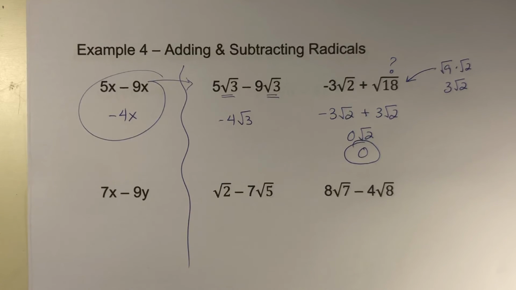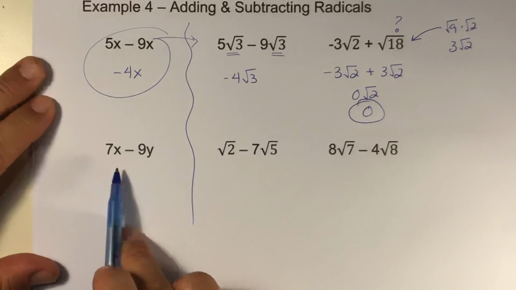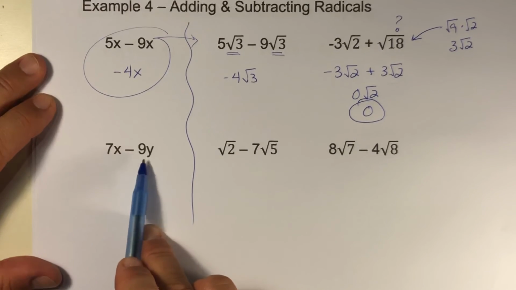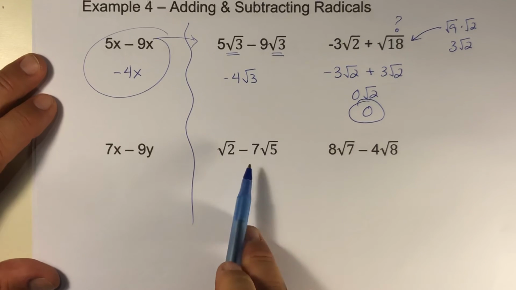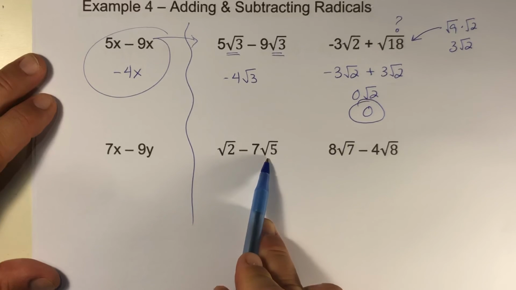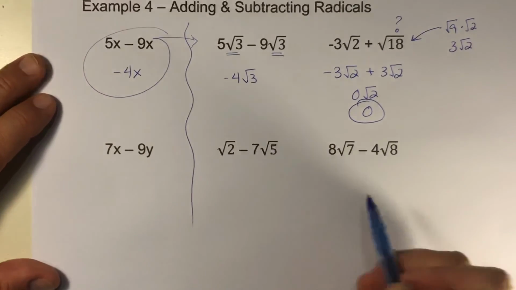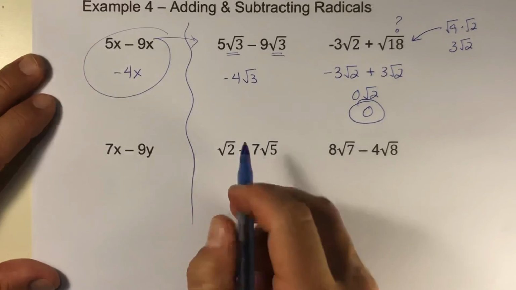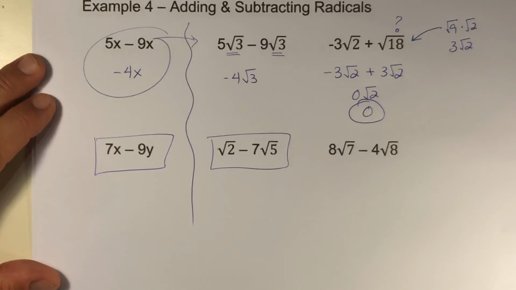And that brings us to our last couple examples here. All right, again, I'm going to follow that same pattern here. These are unlike radicals. So I can't subtract 7x minus 9y. Just like over here, I can't subtract radical 2 minus 7 radical 5. I can't simplify radical 2 any further. I can't simplify radical 5 any further. Therefore, believe it or not, these are as simplified as we can get.